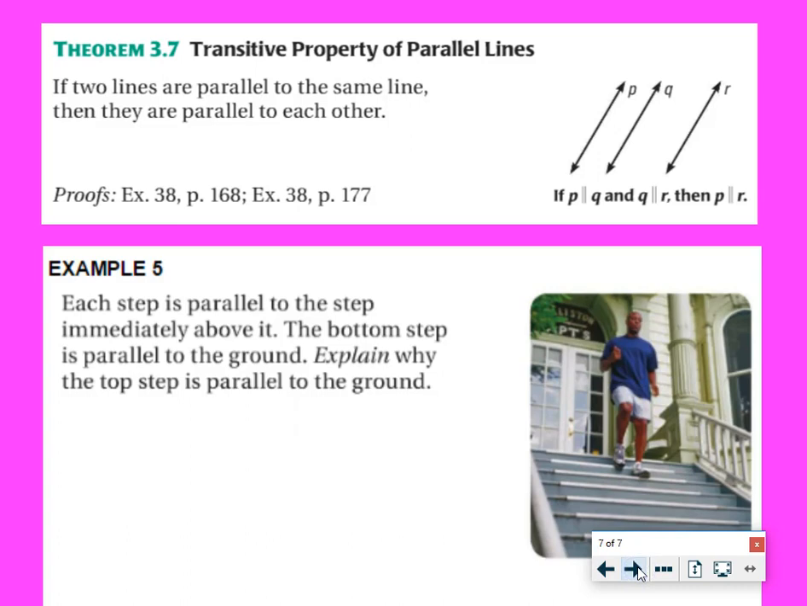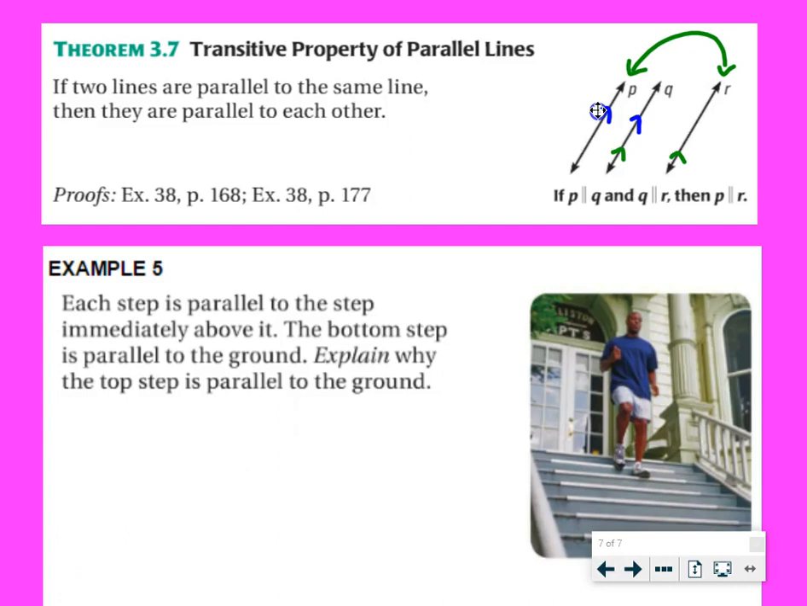Last piece, theorem 3.7, the transitive property of parallel lines. If two lines are parallel to the same line, then they are parallel to each other. So here in our example, we have P is parallel to Q, and Q is parallel to R, which then means P and R would also be parallel to each other. Transitive property. It works for parallel lines as well.